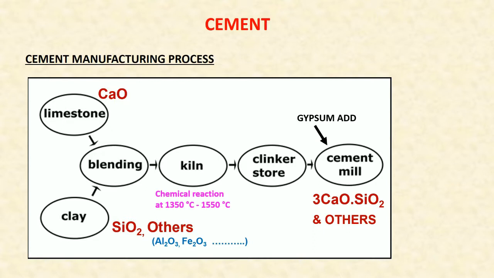Limestone and clay are ground and mixed, then heated in a rotating kiln, forming clinker. The clinker is ground and gypsum is added, becoming cement powder.